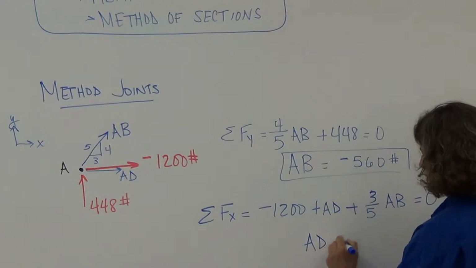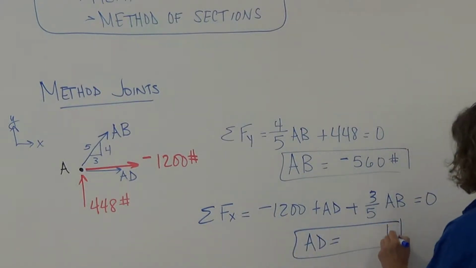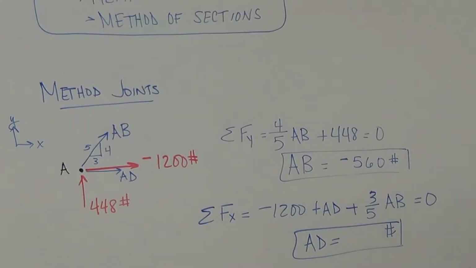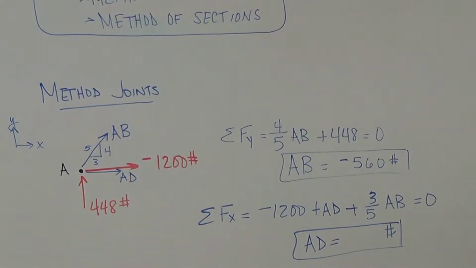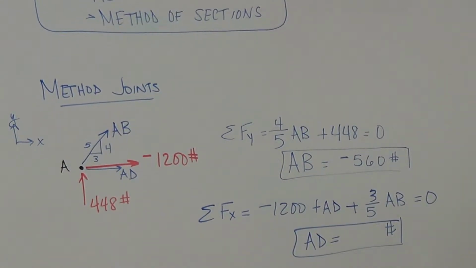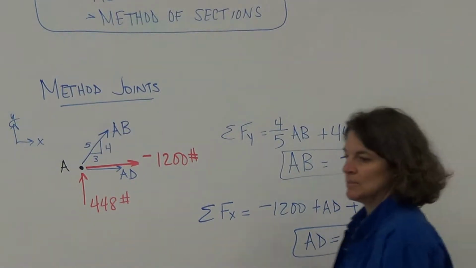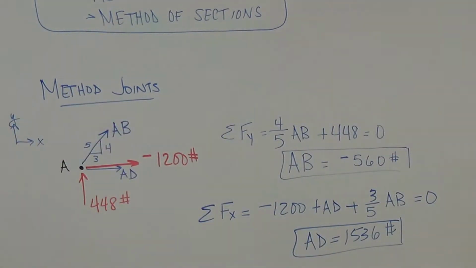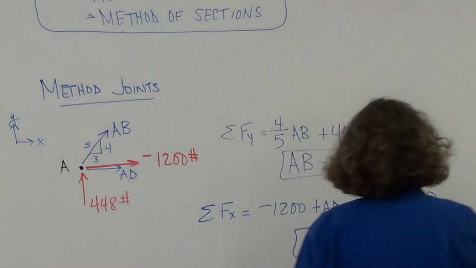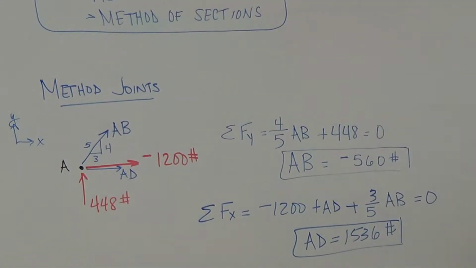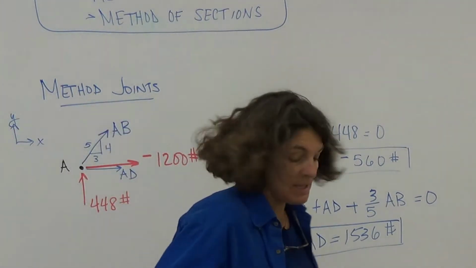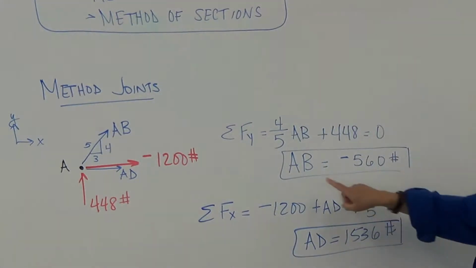So AD turns out to be, Kyle, will you check me while I'm doing this? So it's 3/5 times 560. It's a negative, minus 1200. It looks like it's 1536, and let me just check. 1536. And 560.